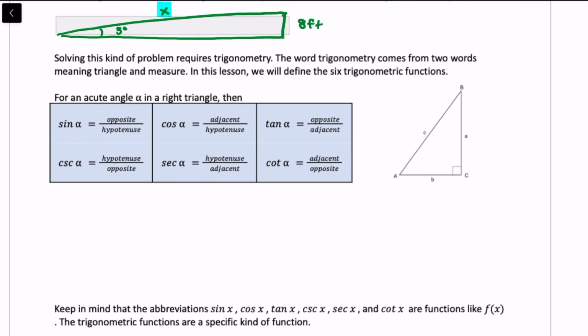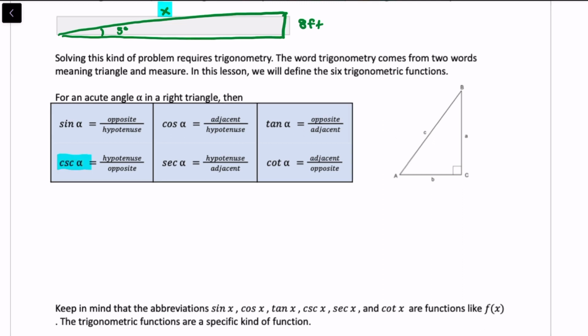Now we're going to learn about several, or 6 in this case, trig functions. We have the sine of angle alpha equals opposite over hypotenuse. Cosine of alpha equals adjacent over hypotenuse. Tangent of alpha equals opposite over adjacent. Cosecant of alpha equals hypotenuse over opposite. Secant of alpha equals hypotenuse over adjacent. And cotangent of alpha equals adjacent over opposite.